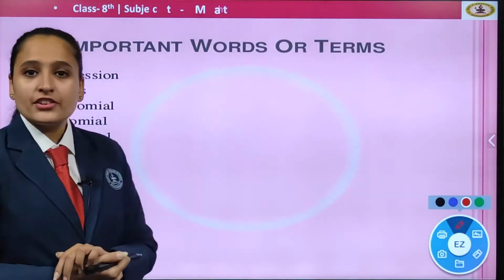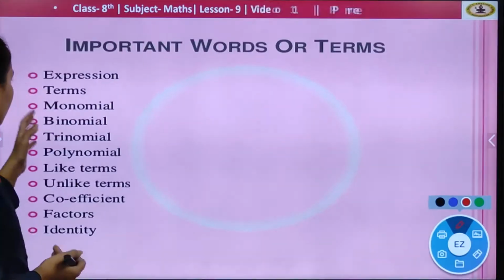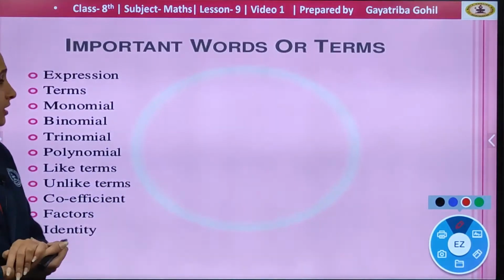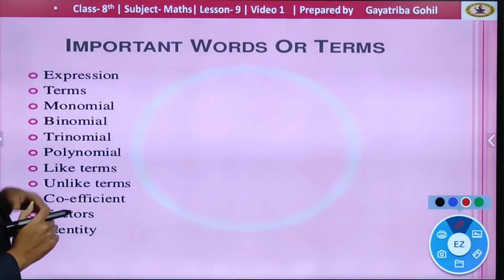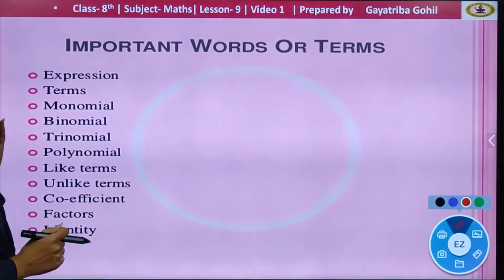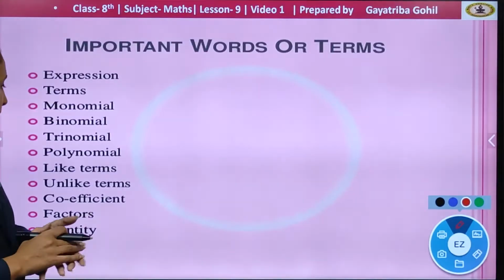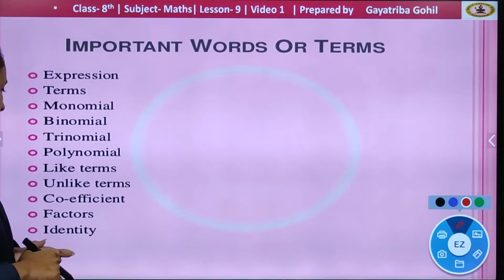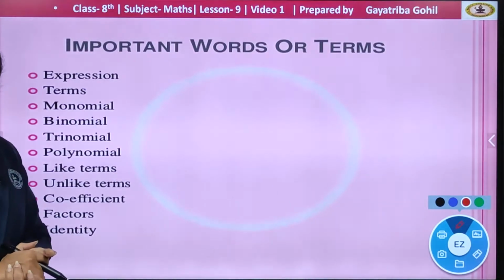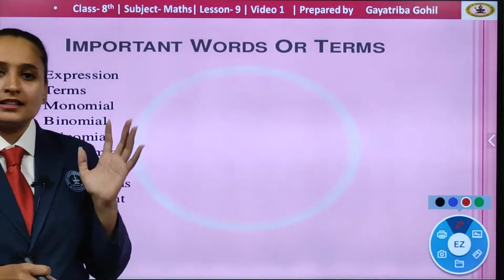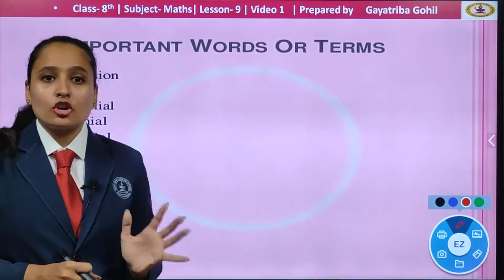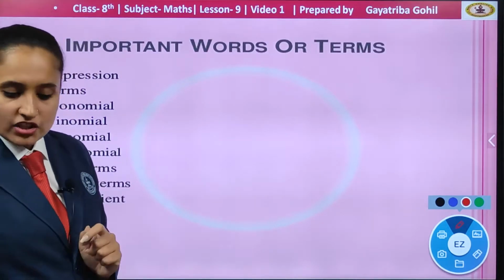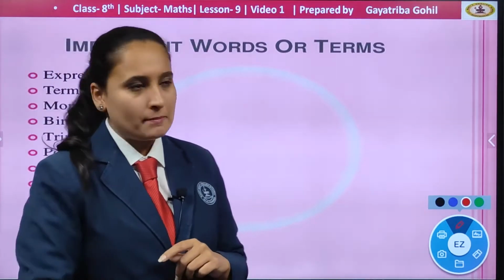Some of the terms that we are going to learn in this chapter are expression, what are terms, monomial, binomial, trinomial, polynomial, like terms, unlike terms, coefficient, factors and identities. These are the main topics which we are going to cover in this chapter. Let us go through them one by one.